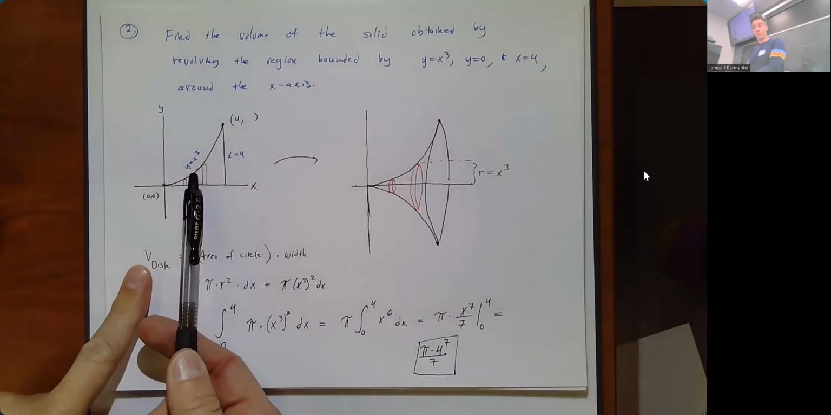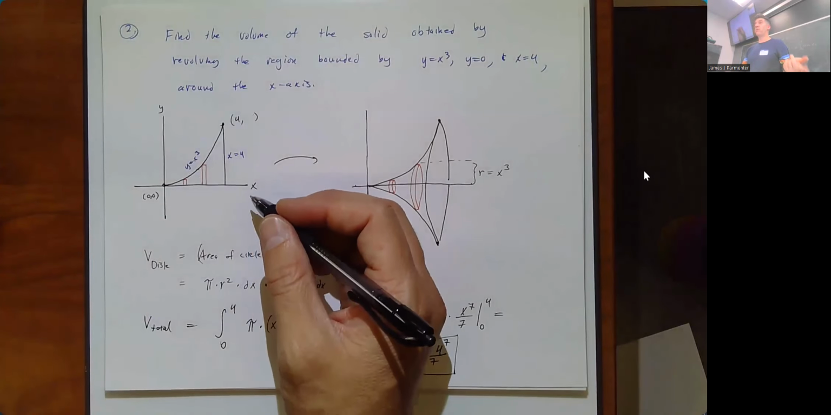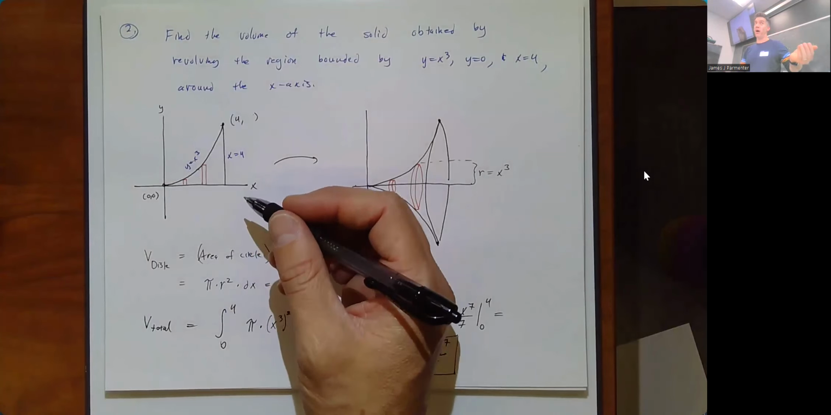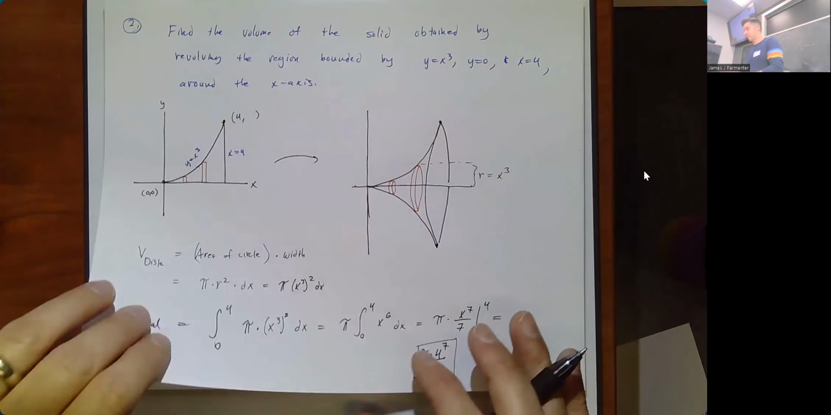Vertical. Right. The y-axis, I'm going to say. Yes, exactly. So if you were to rotate around the y-axis, your strip would be horizontal, which would mean you'd have to do the integral in terms of y, not in terms of x. Let's go ahead and do that.